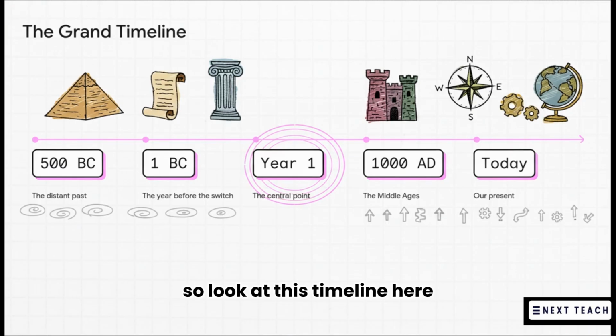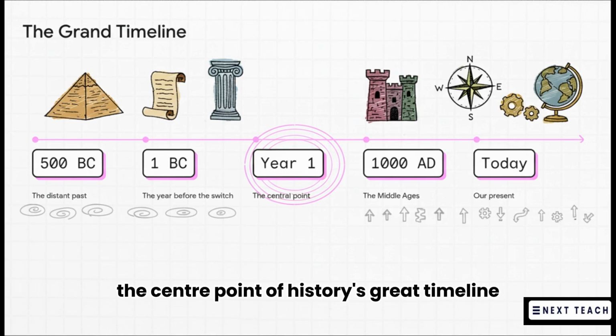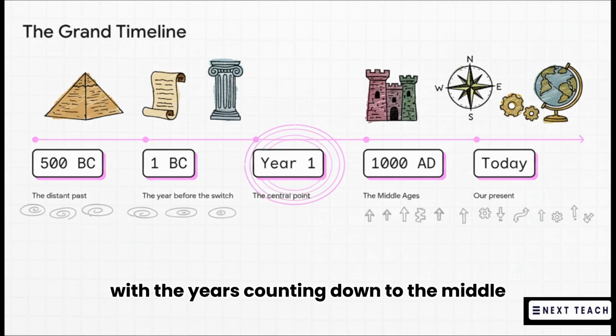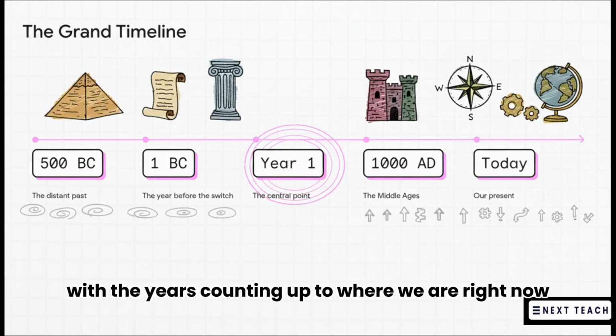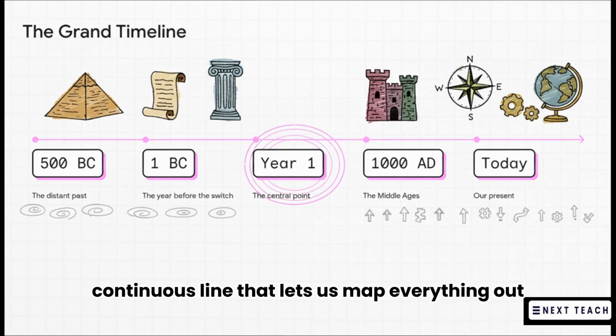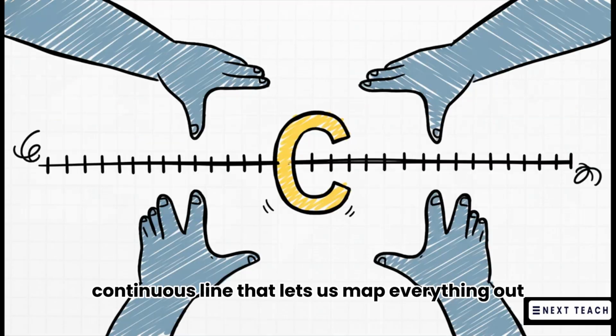So look at this timeline here. You can see exactly how it works. Year 1 is like the center point of history's great timeline. Everything to the left is BC, with the years counting down to the middle. Everything to the right is AD, with the years counting up to where we are right now. It's this one single continuous line that lets us map everything out.